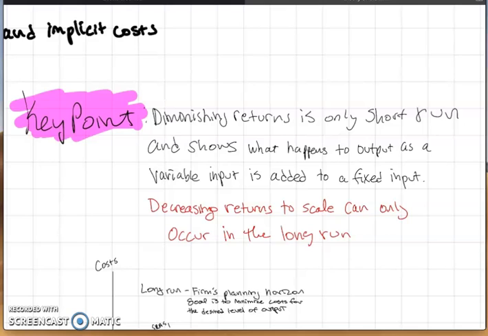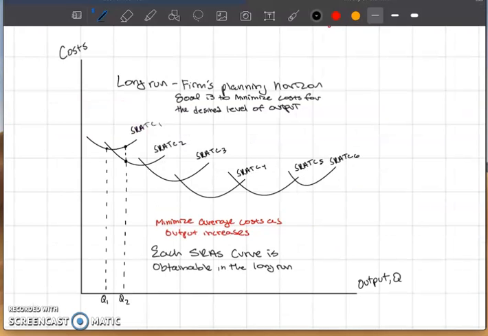With our law of diminishing returns, this is a short run concept. It's showing what happens to output as we increase a variable input, and we're adding that variable input to some fixed input. Remember, in the long run, nothing is fixed. We're actually increasing all of our inputs when we're talking about our decreasing returns to scale or our increasing returns to scale. Let's take a look now at our long run average total cost curve.